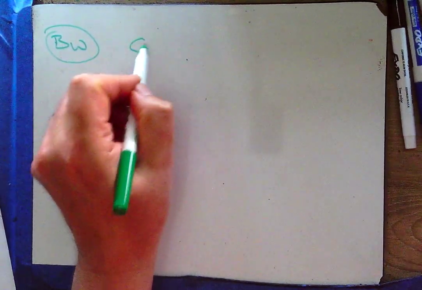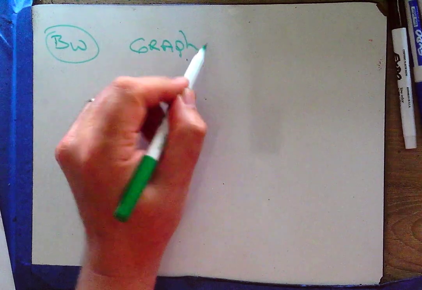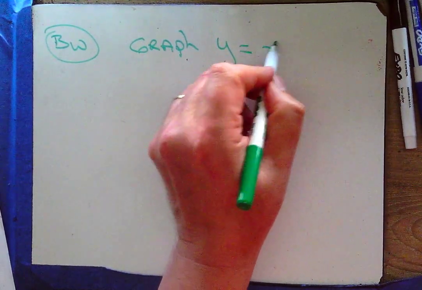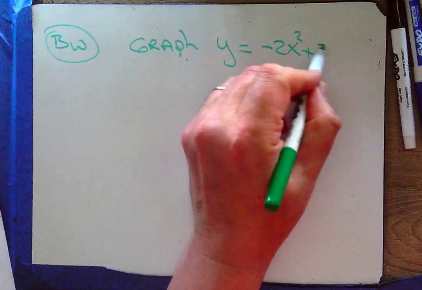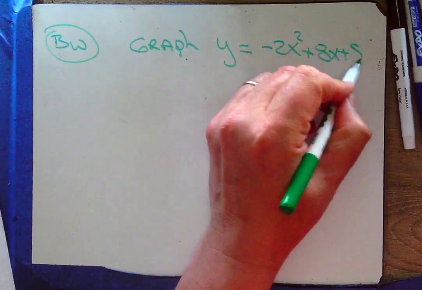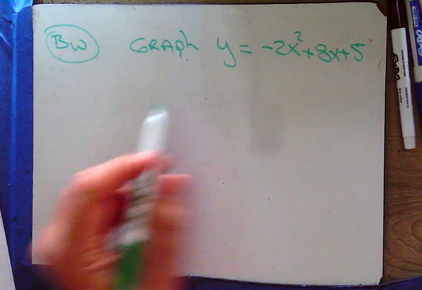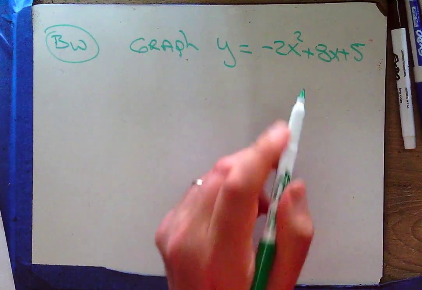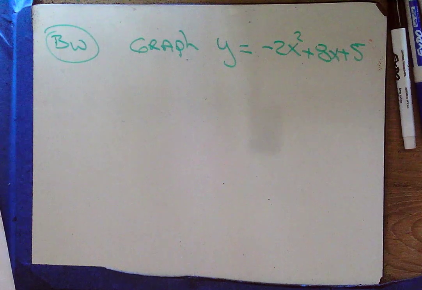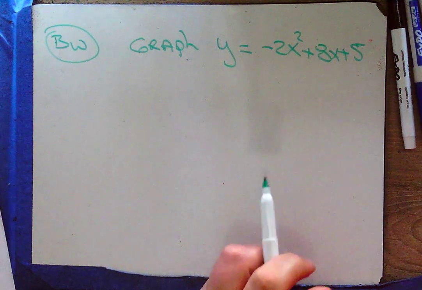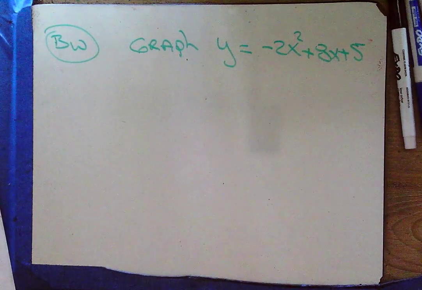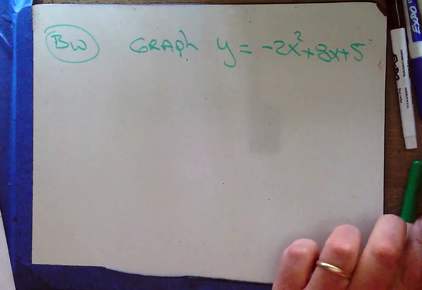Will you please graph y equals negative 2x squared plus 8x plus 5. And remember, this is our general form. So use the technique that we talked about in the last video to graph from general form. Pause the video, give it a try, come back when you're ready to discuss.